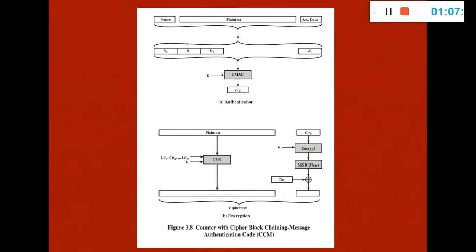So you combine all this and break it into blocks, and then you add the key K, a single key. You use the cipher block chaining message authentication code and create a tag. This is for authentication, meaning it verifies that the message was sent by the intended sender. And this is the encryption part, and then you create the ciphertext.